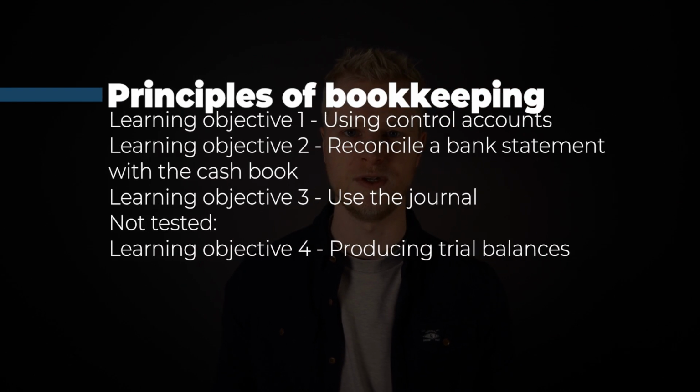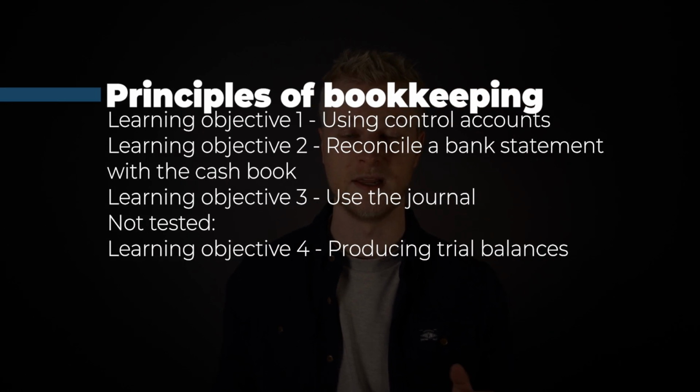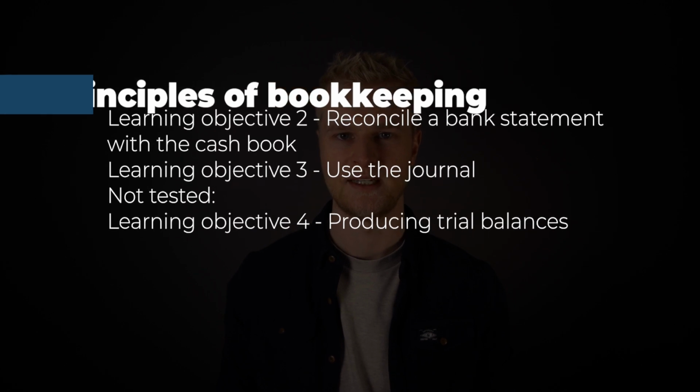Then the areas that can be tested from Principles of Bookkeeping Controls are Learning Objective 1, using control accounts, Learning Objective 2, reconcile a bank statement with the cash book, Learning Objective 3, use the journal, which means that Learning Objective 4, producing trial balances, won't be tested.